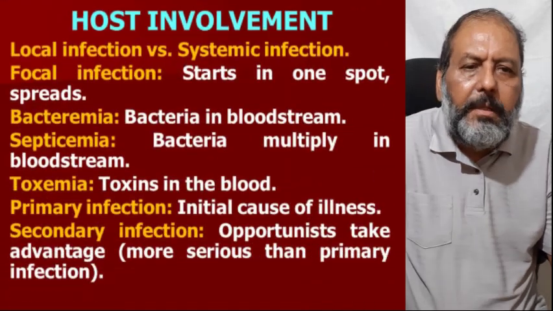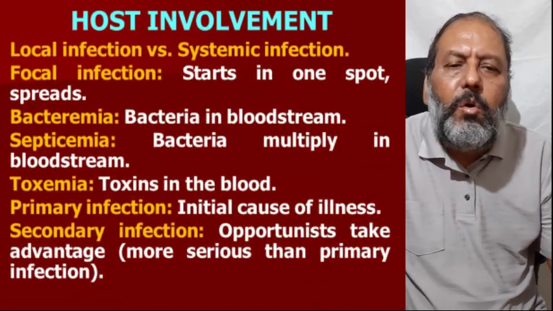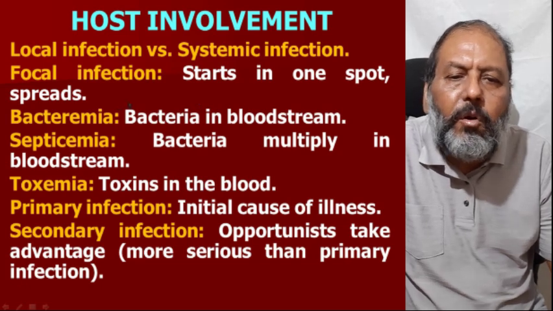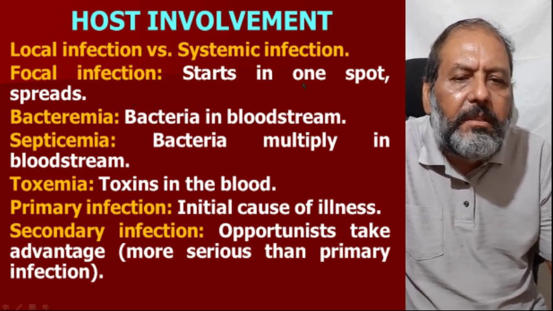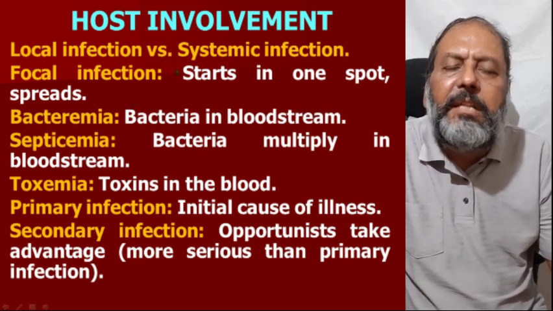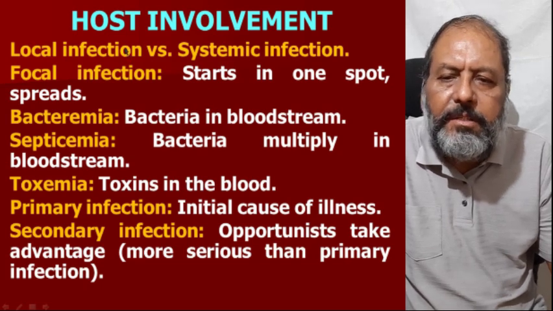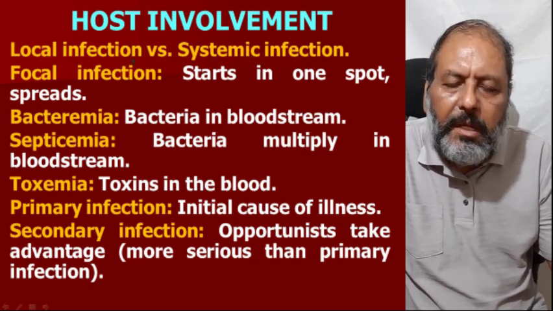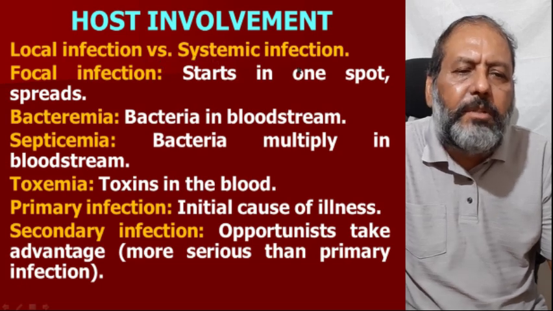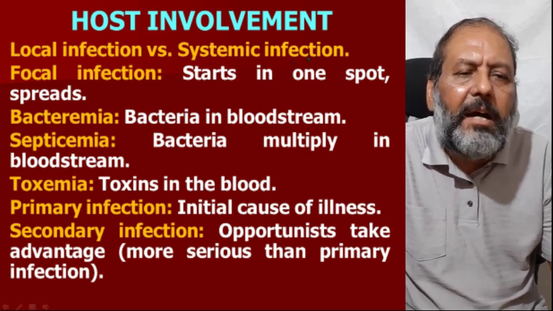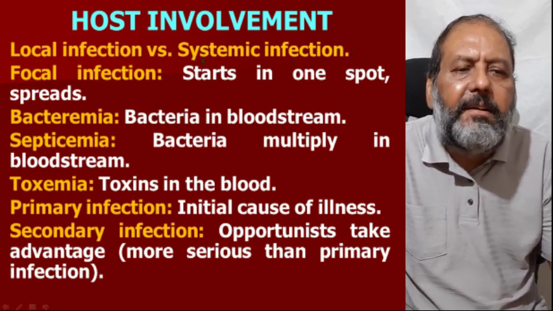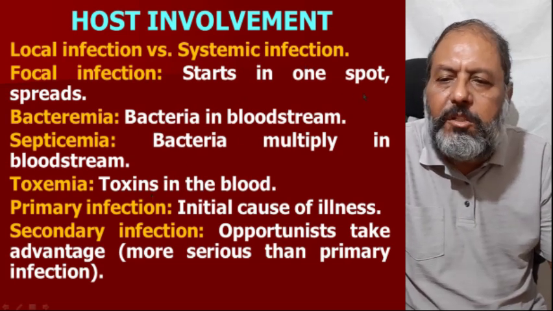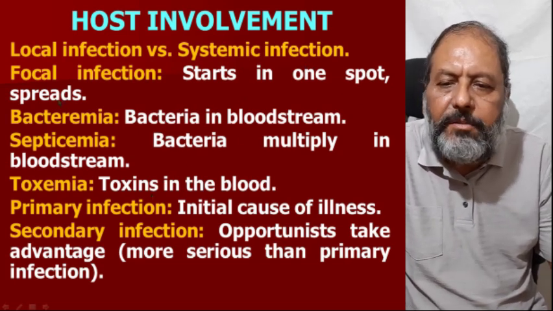Host involvement: local infection versus systemic infection. Local infection means a localized area of the body is involved, and systemic infection is when the infection from the local area gets entry into the blood and can reach other organs of the body. That is called systemic infection. Focal infection starts in one spot and then spreads.